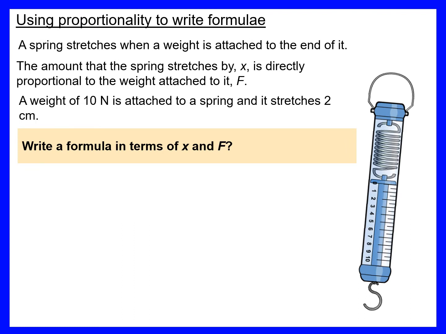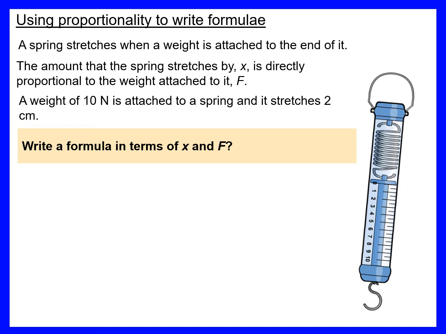So let's have a look at a context you should be familiar with. A spring stretches when a weight is attached to the end of it. The amount that the spring stretches by, x, so that's our distance, is directly proportional to the weight attached to it, F. Remember, F is our weight. A weight of 10 newtons, so 10N stands for 10 newtons, is attached to the spring and it stretches 2 centimeters. Write a formula in terms of x and F. Okay, so we're going to go through this step by step.